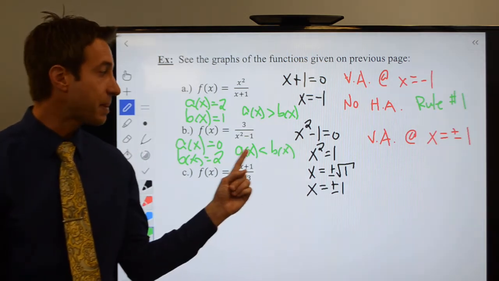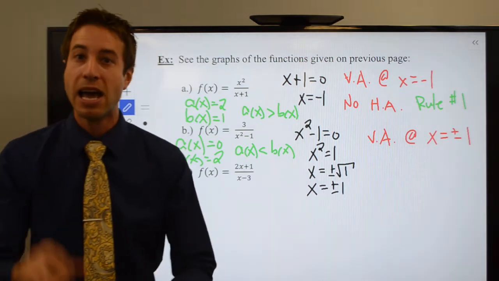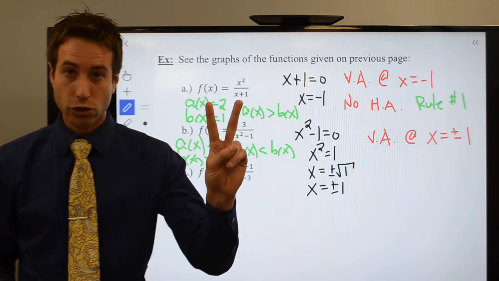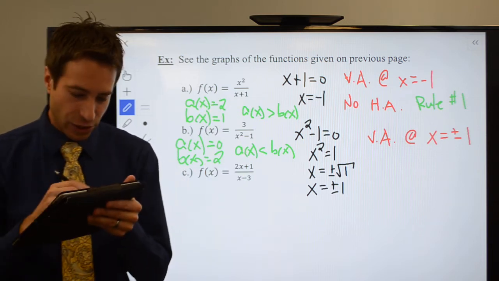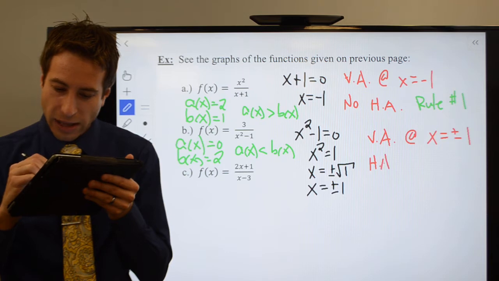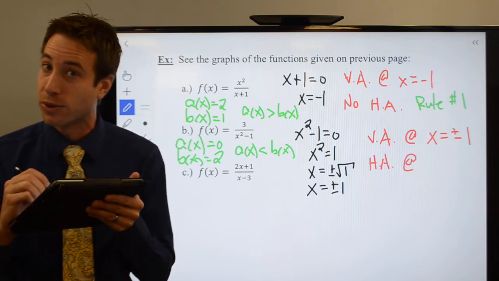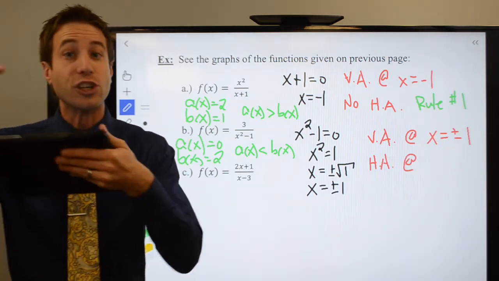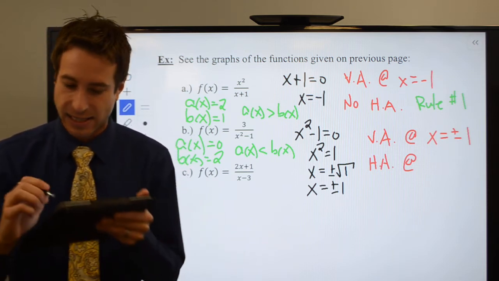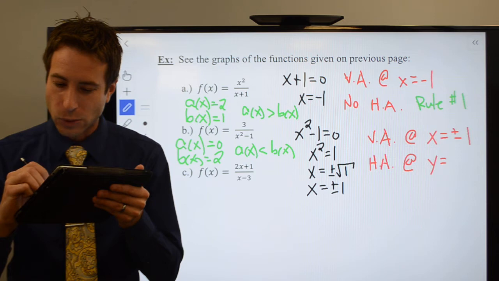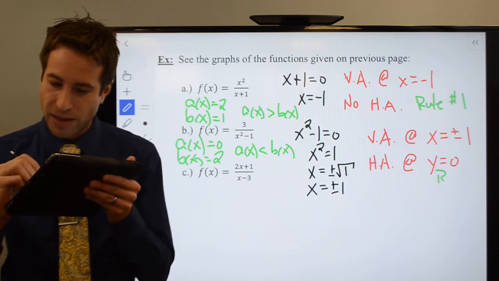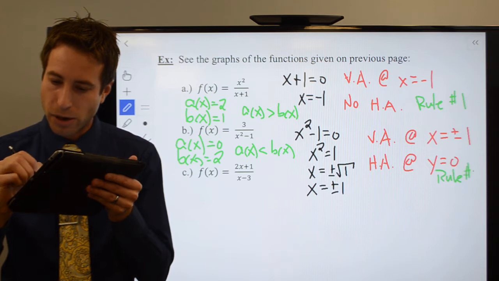The degree of the top is less than the degree of the bottom, and hopefully you guys remember that that is rule number 2. And so here's what I now know. I have a horizontal asymptote at, do you remember what the rule said? Yeah, if the degree of the top is less than the degree of the bottom, the x-axis, or y equals 0, is your horizontal asymptote. And again, that's rule number 2.